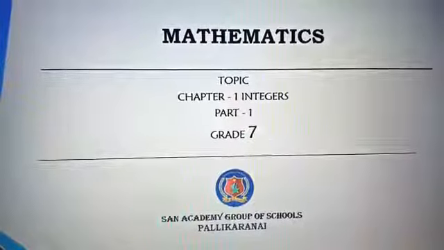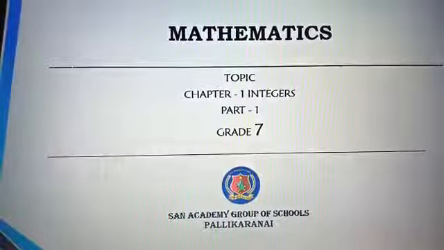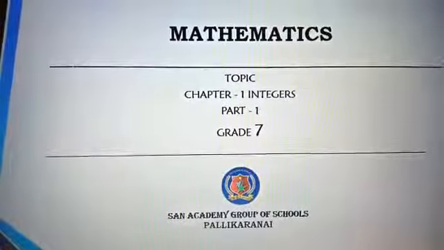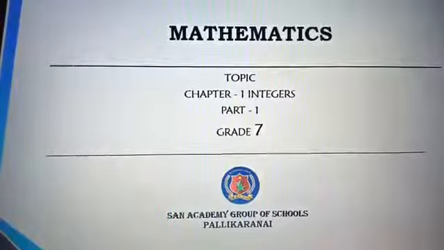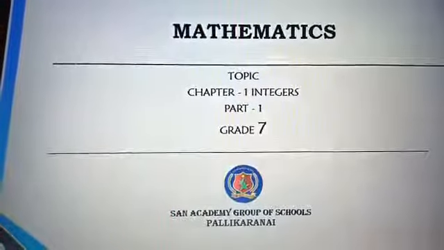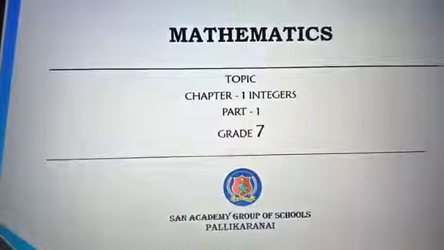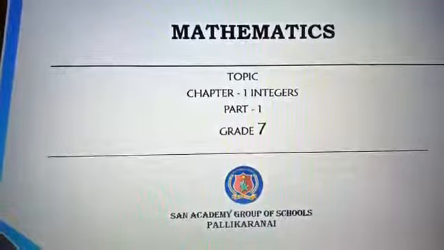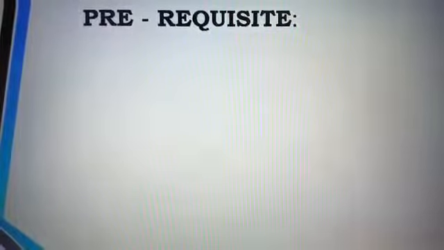This is class 7 mathematics, chapter 1, integers. You should be aware of integers because you already learnt them in class 6 itself. Yes or no, children? Yes, because you know the integers. So I will show you the prerequisite. Prerequisite means the previous knowledge that we are going to check.